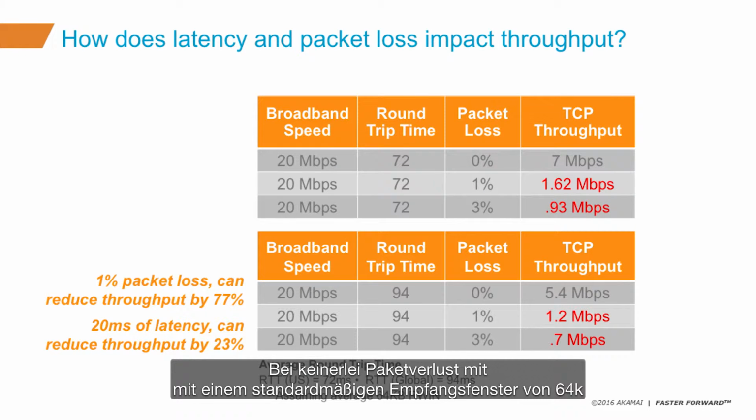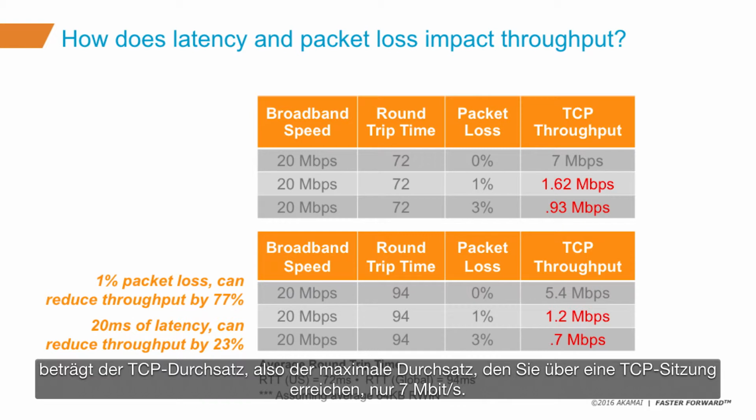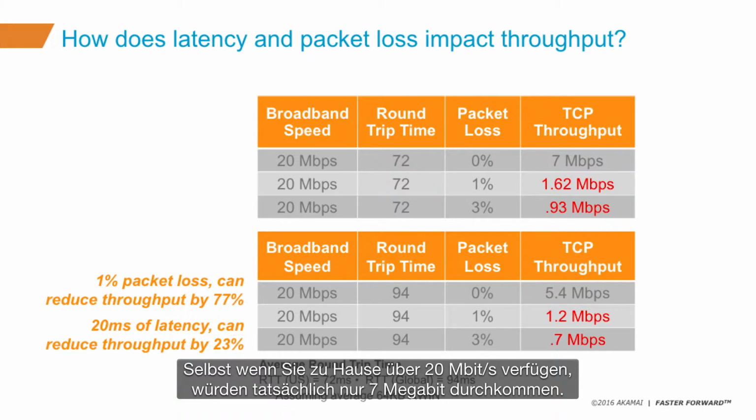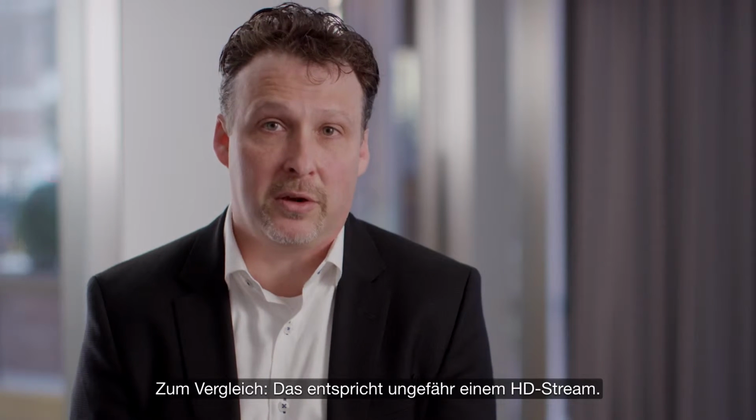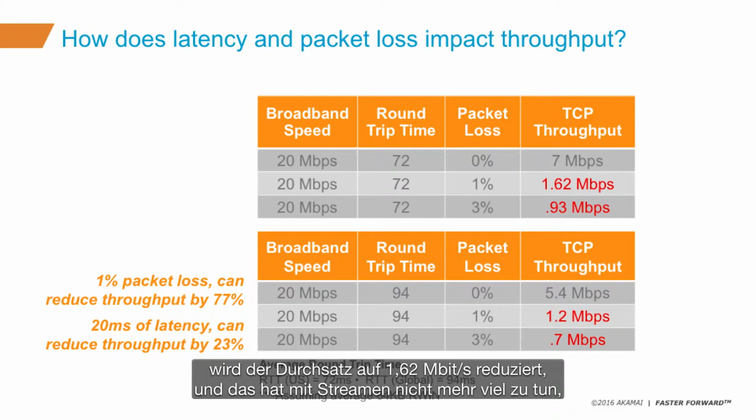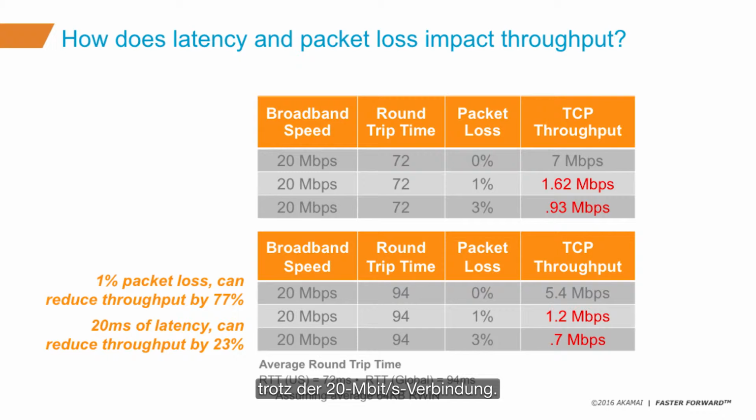If you have 0% packet loss with a standard receive window of 64K, then your TCP throughput, the max throughput that you can get on one TCP session, is only 7 megabits. Even though you have 20 megabits at home, it would be 7 megabits that you could get through. That's a 7 megabit stream that you could watch. That's an HD quality stream, so that gives you a sense. If there is 1% packet loss on the line between you and that server, then your throughput is reduced to 1.62 megabits, and that's barely a standard definition stream, even though you have 20 megabits at home.